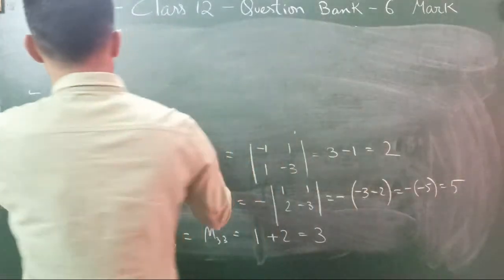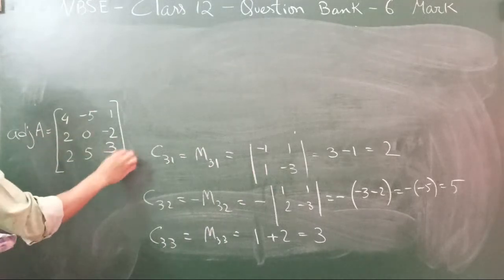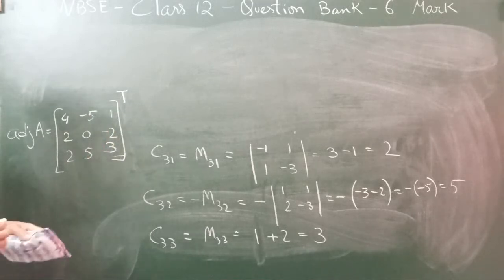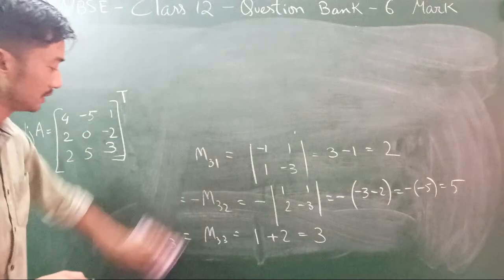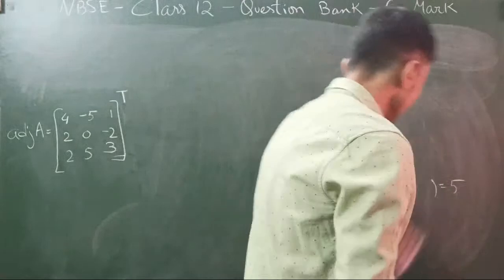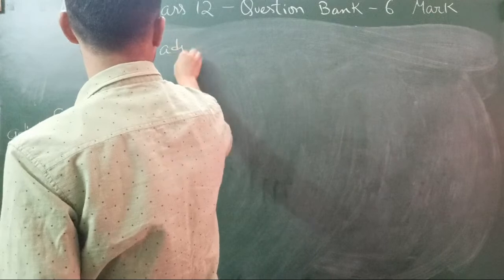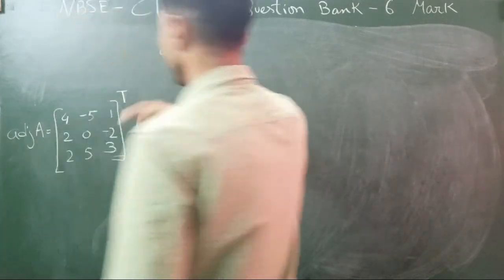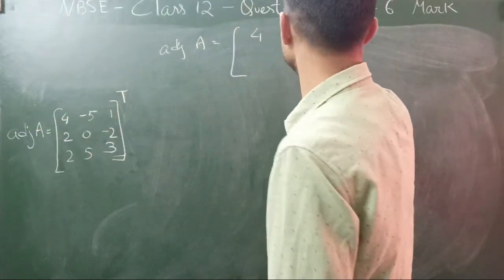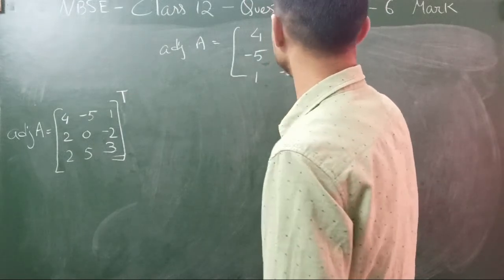So finally, I'll just continue from here. Adjoint will be what? Transpose of the matrix formed by the cofactors that we have found. That's why I already prepared that. Again, as I repeat, these are very easy questions, don't miss out. Adjoint of A will now be the transpose, exchanging rows into columns and columns into rows. So that's going to be 4, 2, 2, minus 5, 0, 5, 1, minus 2, 3.